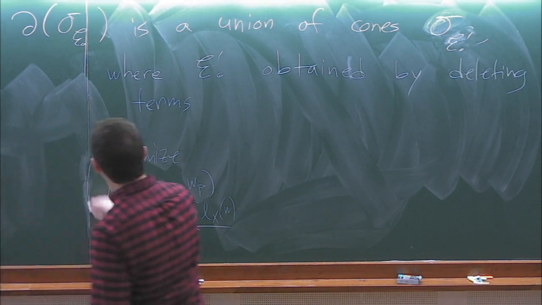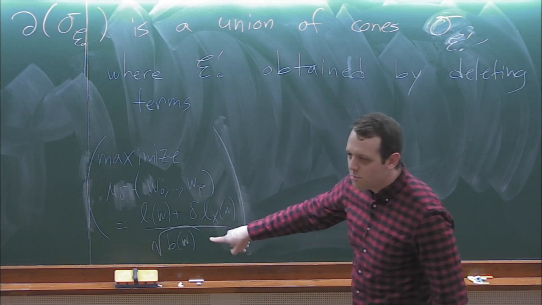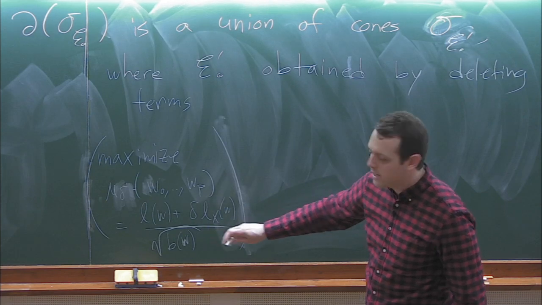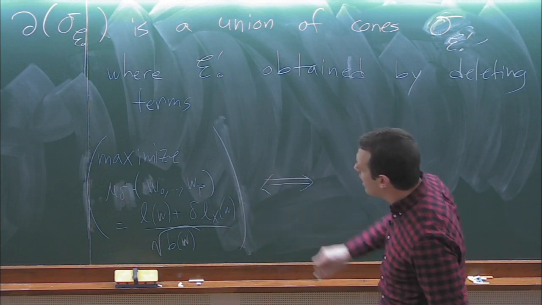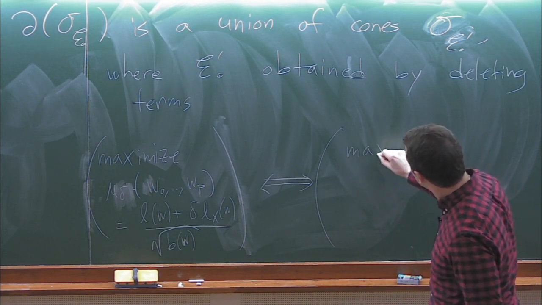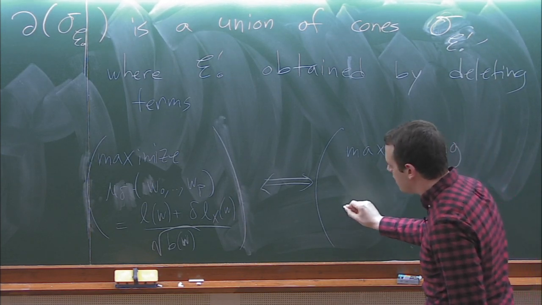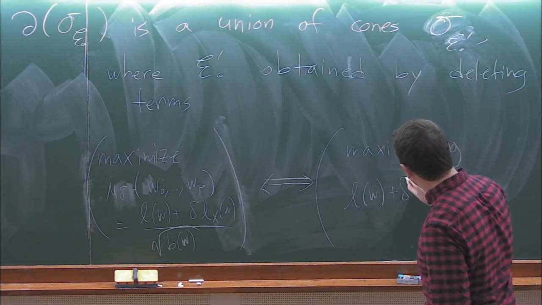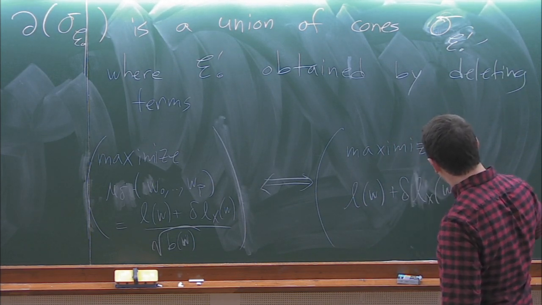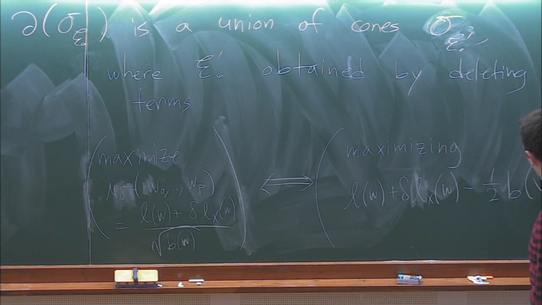So it turns out that this is a thing, and I learned this from a trip in mathematical finance, but maximizing this sort of thing comes up in portfolio optimization. Maximizing a linear thing divided by the square root of a positive definite quadratic form is the same thing as maximizing the function L of W plus delta LX of W minus, let's say, 1/2 B of X.